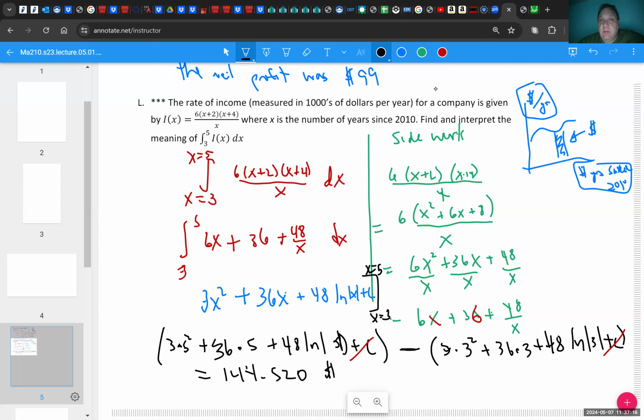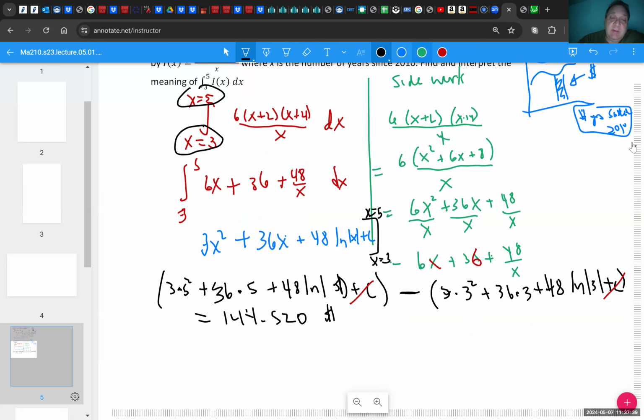And I'm ready for my interpretation sentence. Again, this is years since 2010. So x equals 3 is 3 years since 2010, aka 2013, and x equals 5 would be 2015. So my between in this case is between the years of 2013 and 2015. So I would say between 2013 and 2015.